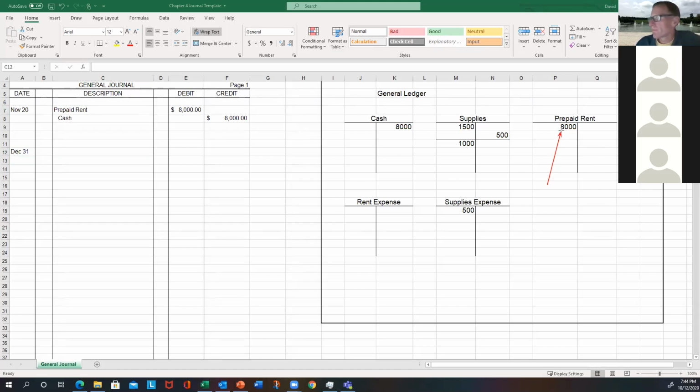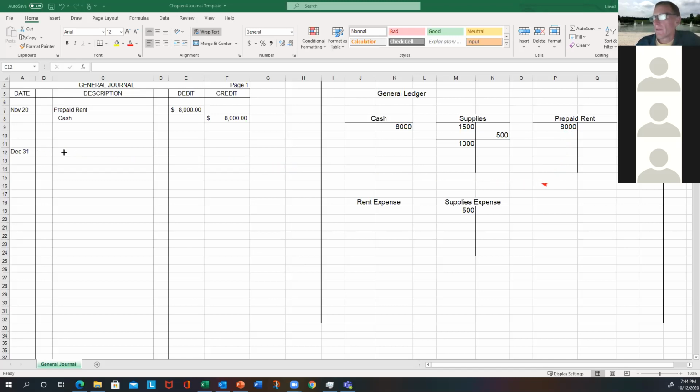And of course, that's going to be $4,000, right? Because $8,000 for 2 months is $4,000 per month. So we know that 8,000 divided by 2 is 4,000. Our monthly rent is $4,000. So we would have to make an adjustment to prepaid rent updated for the end of December.